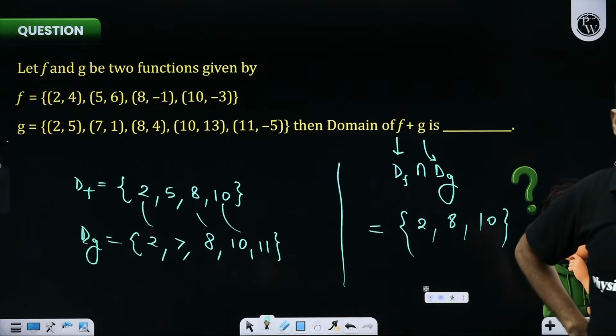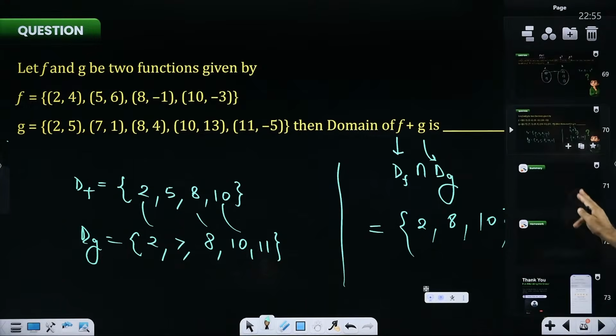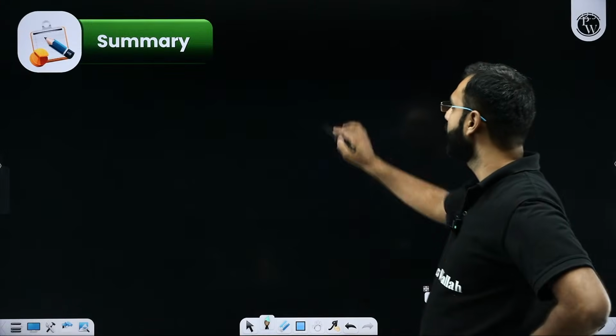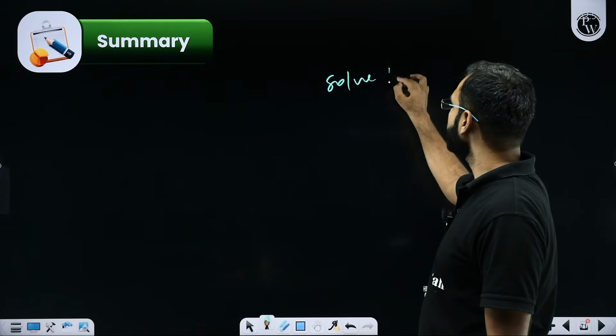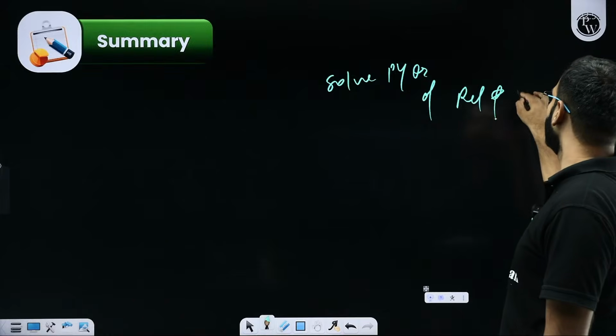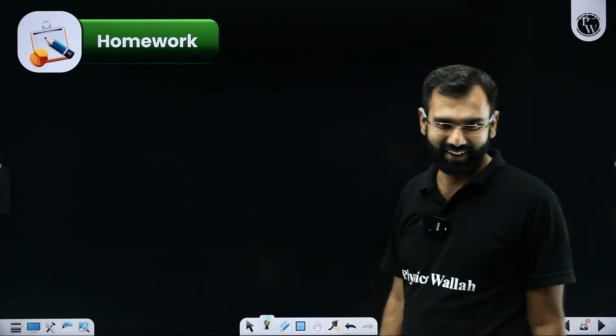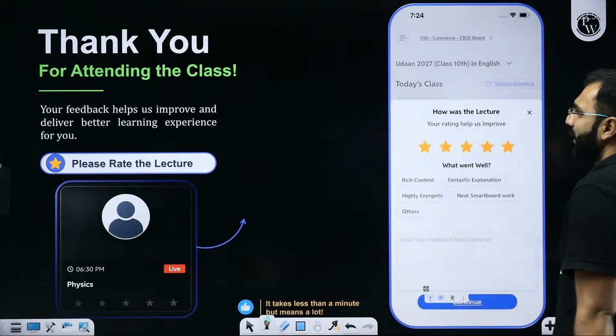Really nice. So I'm sure everybody understood this session. Everybody got it. Everybody comfortably got it. So what is the summary of this session? Solve previous year's questions of relations and functions by yourself now. What is your homework? The same homework.